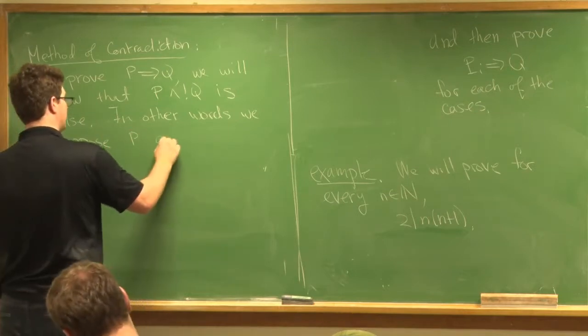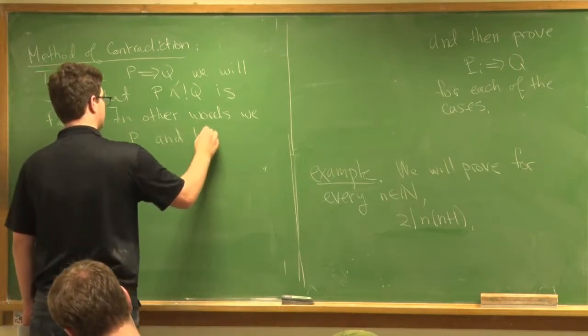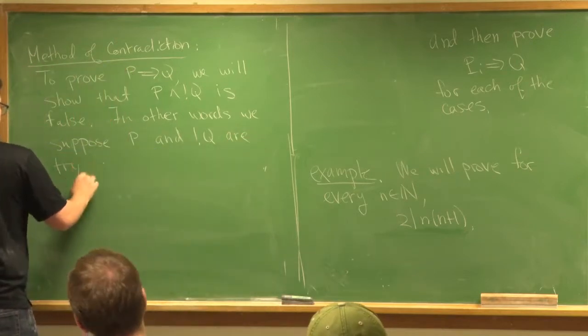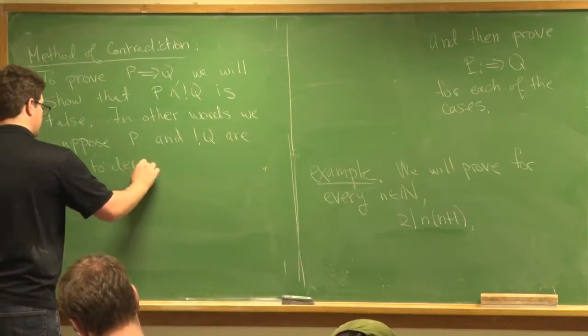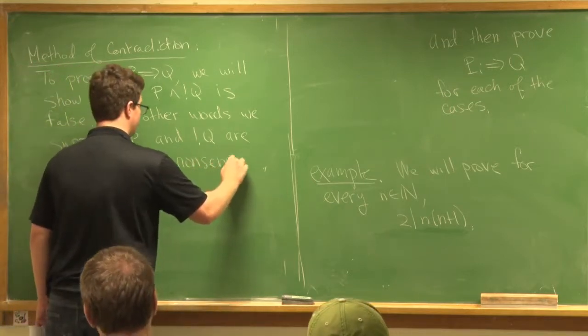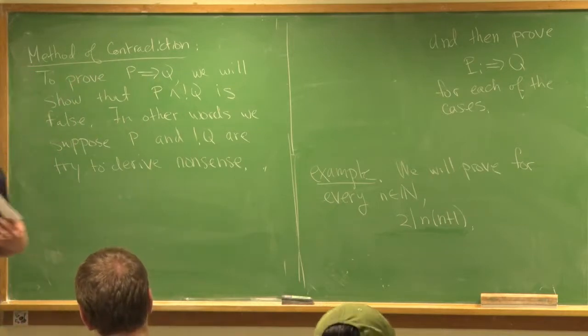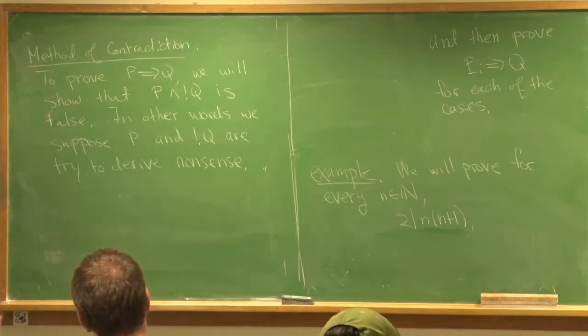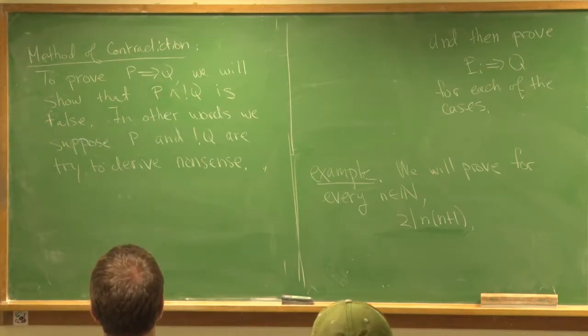P and not Q, and try to derive nonsense. So you want to find some statement that has some sort of contradiction. Okay? And so when you show that, you're showing not this, which is the same thing as P implies Q. Okay, so let me give you an example.